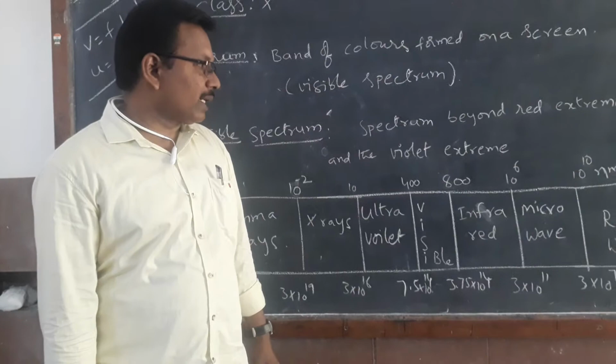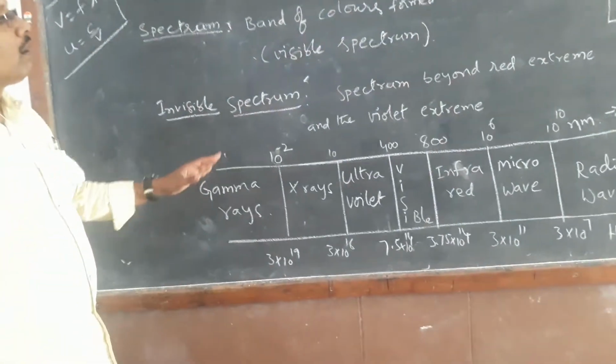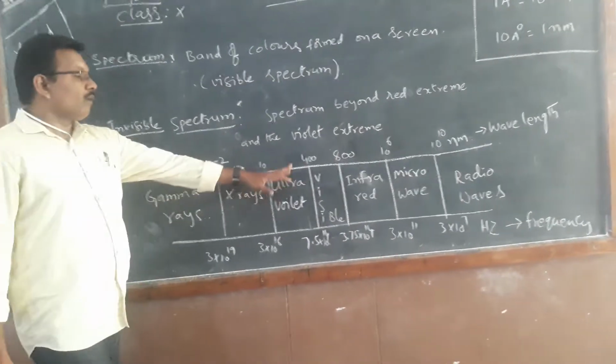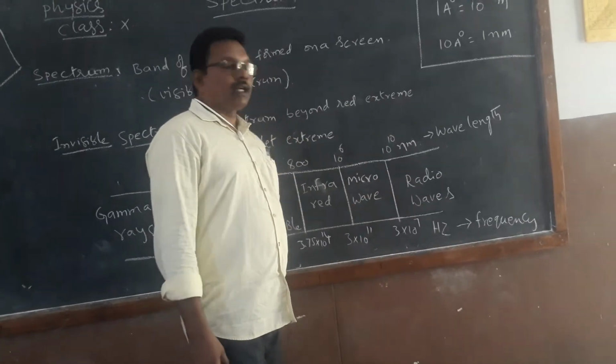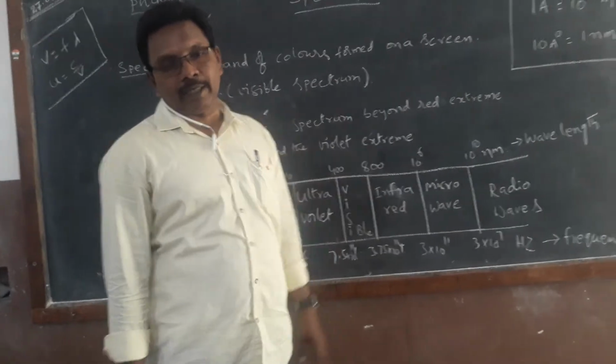What waves are present in the electromagnetic spectrum? Gamma rays, X-rays, ultraviolet rays, visible rays, infrared rays, microwaves, and radio waves. This total range is called the electromagnetic spectrum.